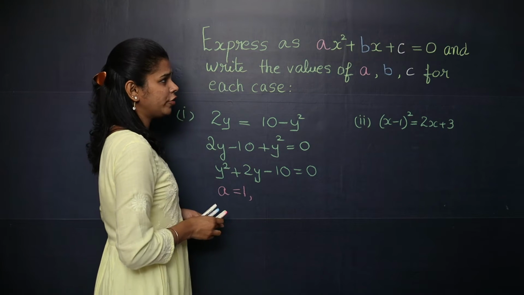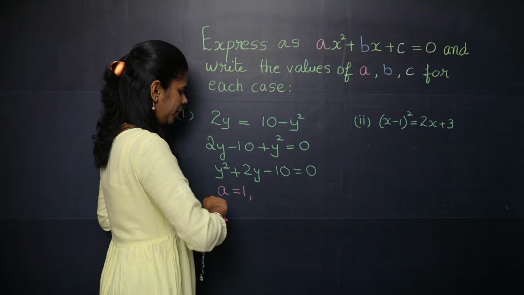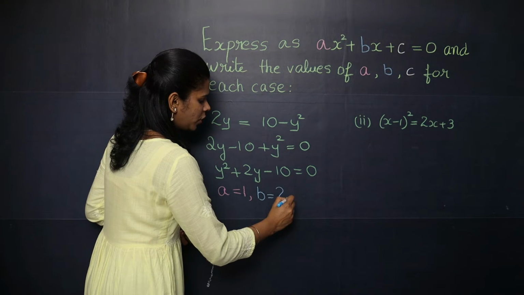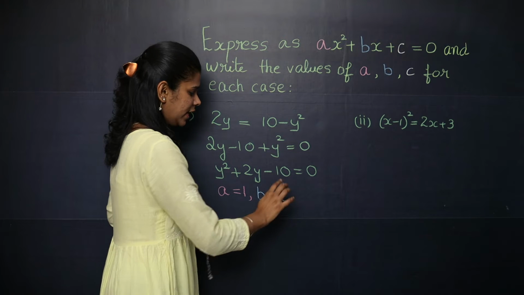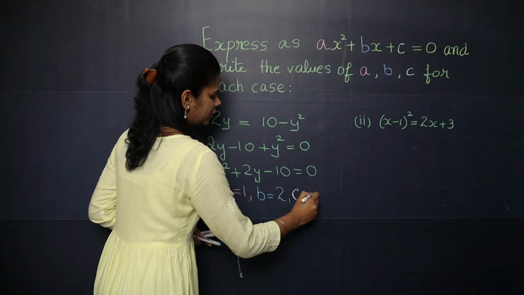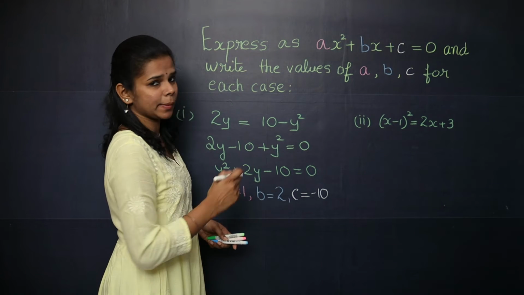Now what is the coefficient of y? That is 2. So b is 2. Now what is a constant here? It is negative 10. So c is negative 10. So in the same way we are going to do the next sub question.